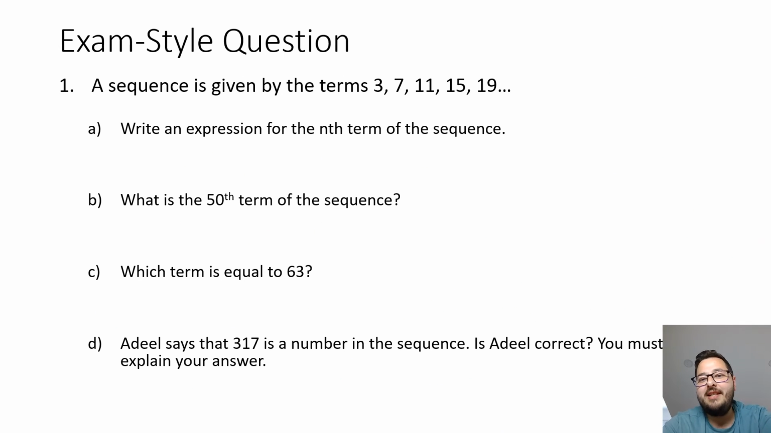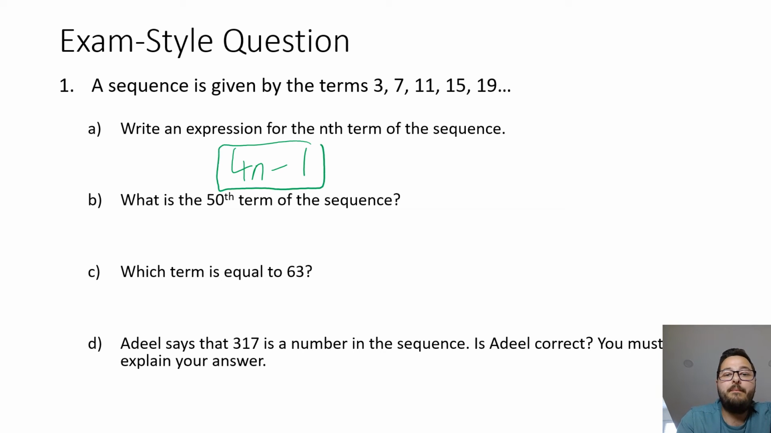Okay, and let's just finish with an exam style question with a few different bits in it. So a sequence is given by the terms 3, 7, 11, 15, 19, and so on. Part A says write an expression for the nth term of the sequence. Okay, so let's start with that. We've done a video on this already. So it's going up in 4s, so it's going to start with 4n. And then for the first term, that will just be 4. How do I get to 3? Well, I take away 1. So the nth term is 4n minus 1.